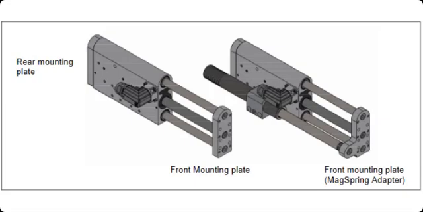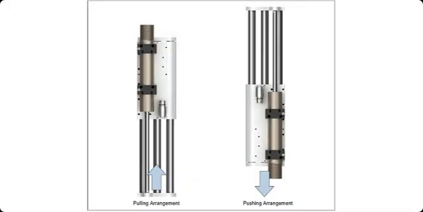The mag spring that is optionally included can be told apart in the product name by the MS01 and can produce forces from 10 newtons to 60 newtons. Both pushing or pulling are possible as the arrangements are shown.